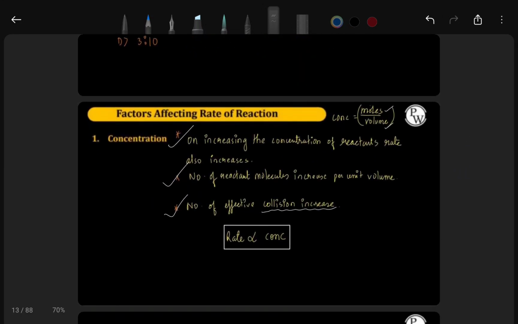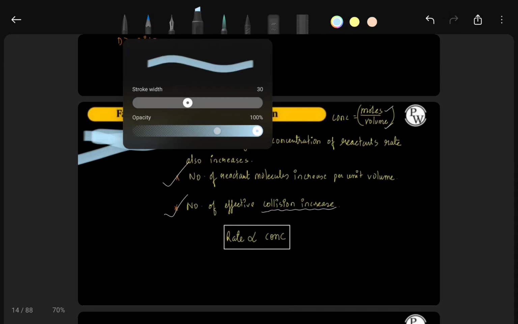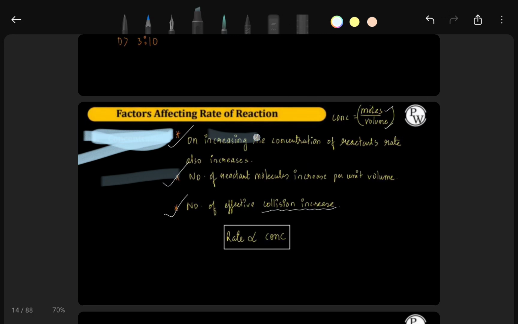Now let's start the discussion of factors affecting the rate of reaction. The first factor is concentration. Sorry, it's very tough. First we erase this, and then I use this to discuss concentration. How does concentration affect the rate? On increasing the concentration of reactant, the rate also increases. This means the rate depends on concentration.